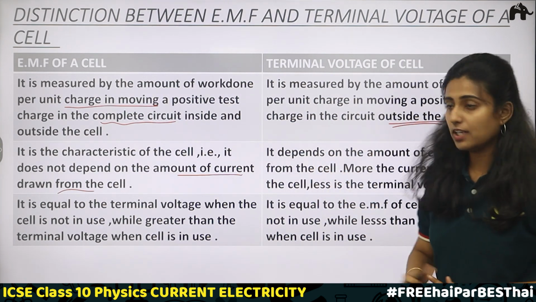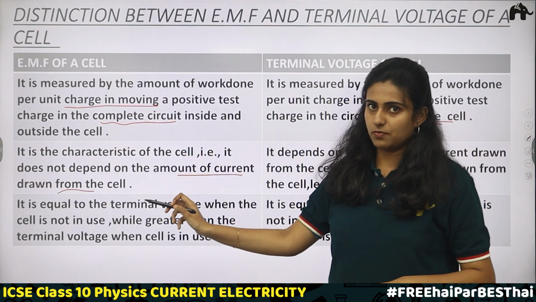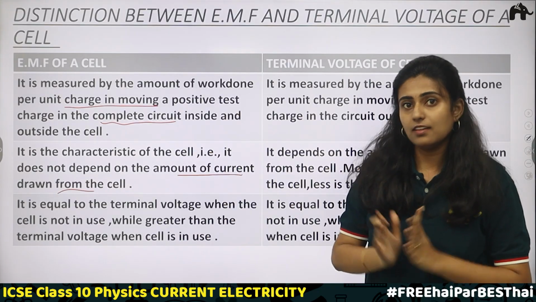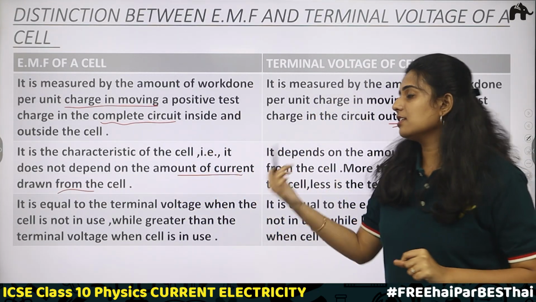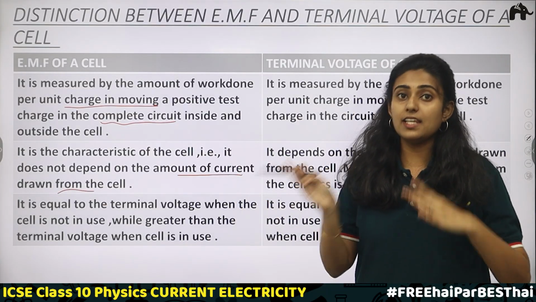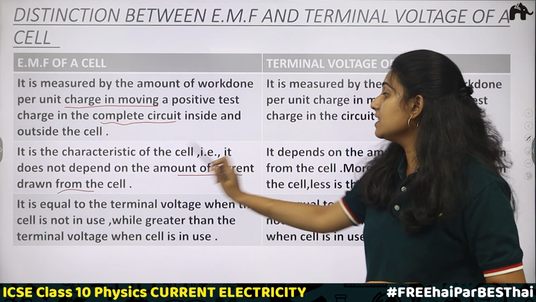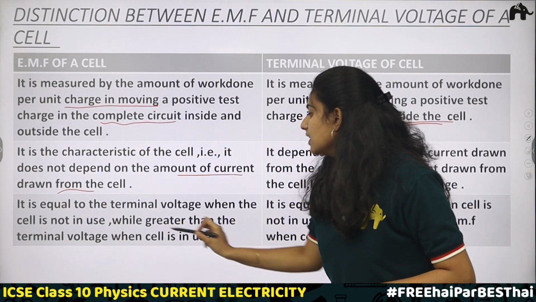Okay, now the third point. EMF is equal to the terminal voltage when the cell is not in use. Whether the cell is used or not used, there is EMF. Now, if the cell is not used, there is not going to be a voltage drop. Then the EMF and terminal voltage will be the same. It is equal to the terminal voltage when the cell is not in use. Okay. While greater than the terminal voltage when the cell is in use.